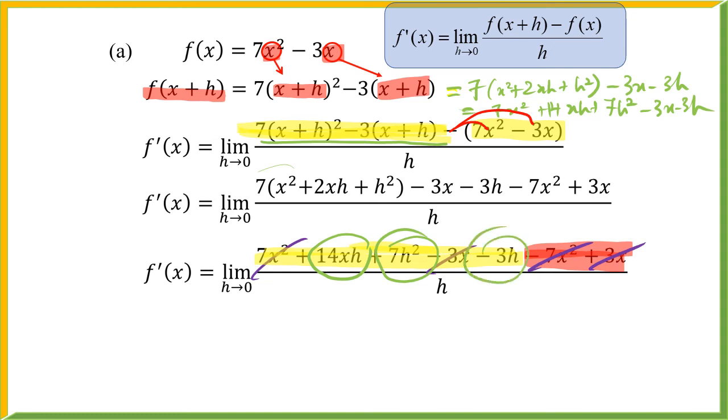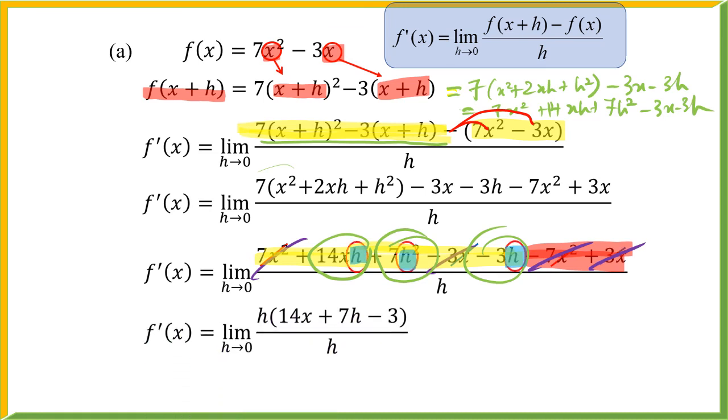If you notice here, every term has h, right? That means we can factorize out the h. So we get h times (14x plus 7h minus 3). The h can be cancelled out, so what's left is 14x plus 7h minus 3. If we write it down, it will be the limit of 14x plus 7h minus 3 as h approaches 0.